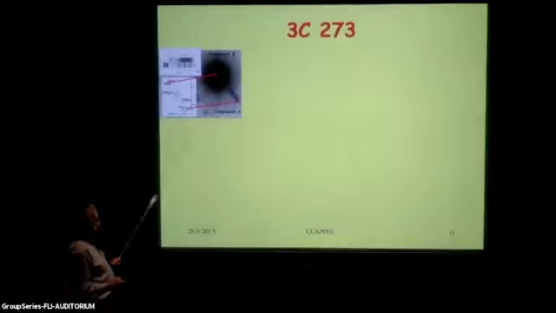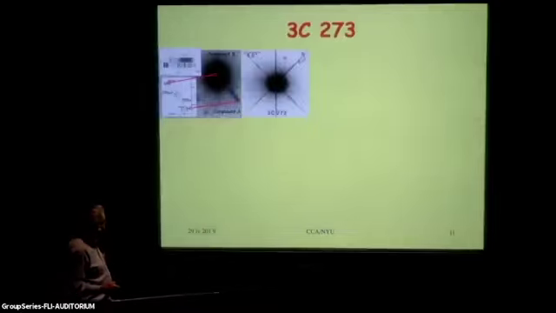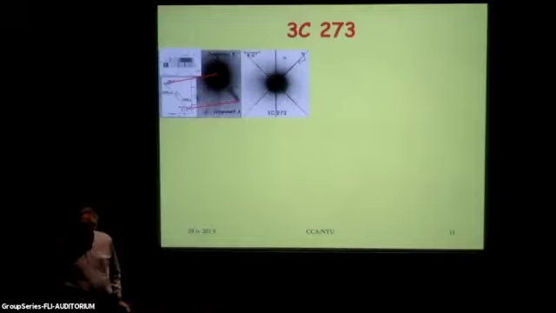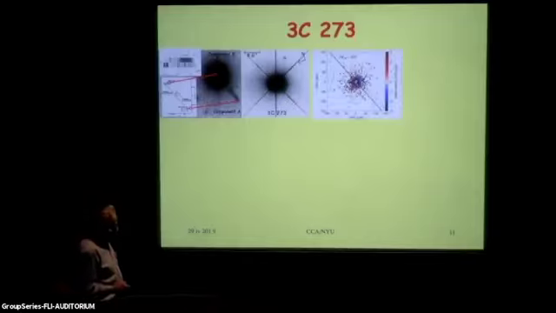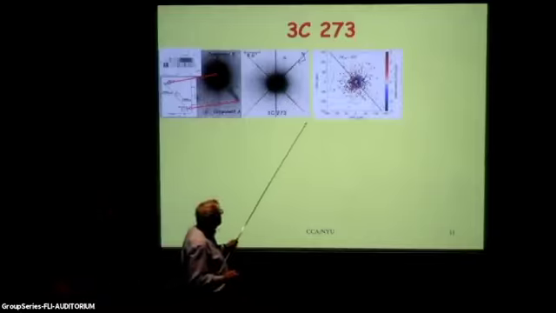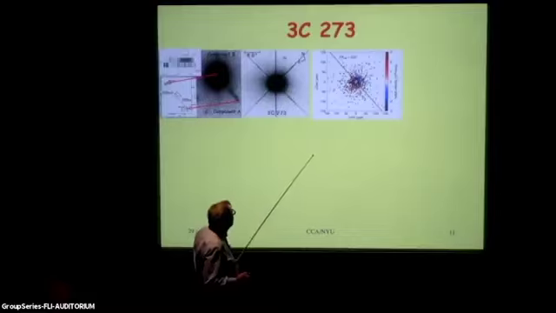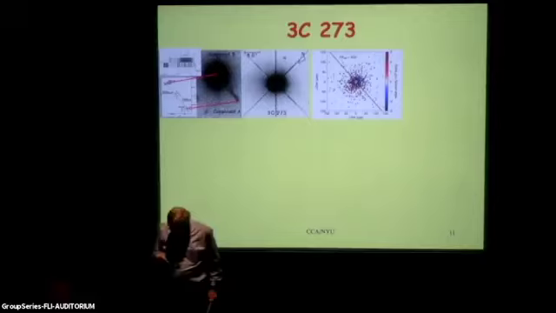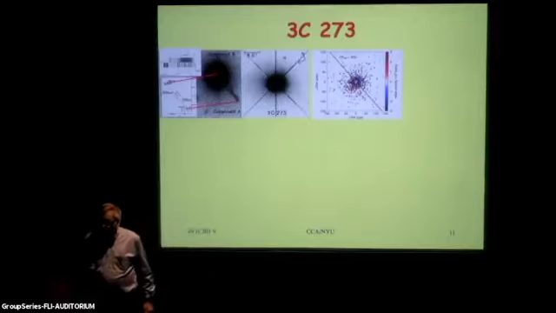So 3C273, this is a quasar, of course, the first one. There's a galaxy there. You can see with the Hubble image the galaxy around it. Here's another GRAVITY observation. So I'm quite impressed with these.